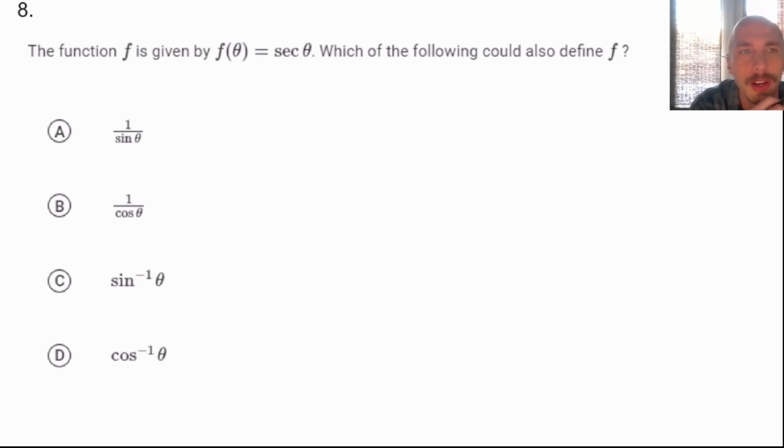F of theta equals secant theta. Which of these is also defining f? So which of these is equal to secant theta? Okay, this is one you need to know. Maybe not because I'm going to ask it to you like this on the test, but I could ask you about secant of pi over 4, and you would need to know that in order to find the secant of pi over 4, you need to start with cosine of pi over 4 and then flip the fraction.